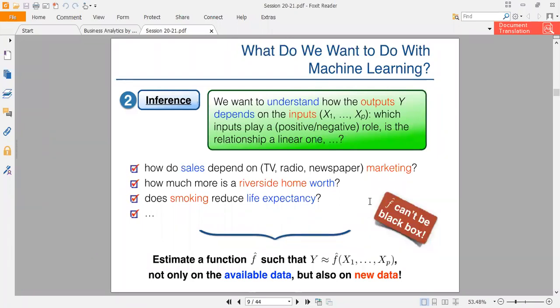Right? So does this make sense? The difference between prediction and inference. Any questions in this?